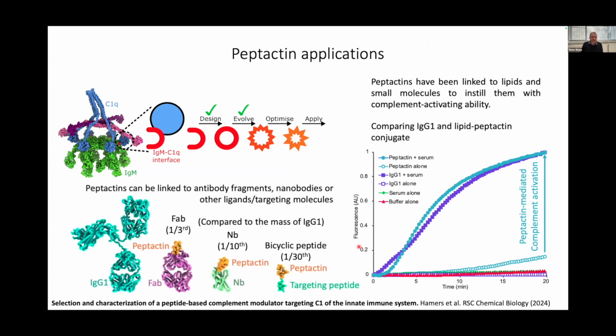So we're now in the process of sticking them on various other things that don't have the ability to activate complement, different targeting complexes. So Fabs on their own, for instance, can't activate complement. We can give them that ability. Nanobodies famously don't have any effector function. They're just binders. We can give them the ability to activate complement. So we can get smaller and smaller in these things, all the way down to targeting peptides.